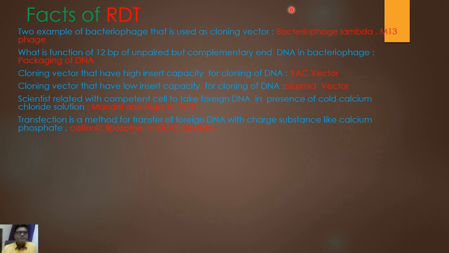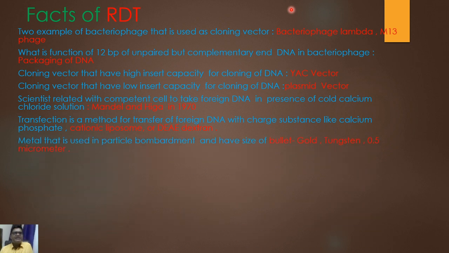Next, transfection. Do you know what transfection is? Transfection is a method for transferring foreign DNA with charged substances like calcium phosphate, cationic liposome, or DEAE dextran. So these are the charged substances. With the help of these, they easily transfer foreign DNA inside eukaryotic or bacterial cells.